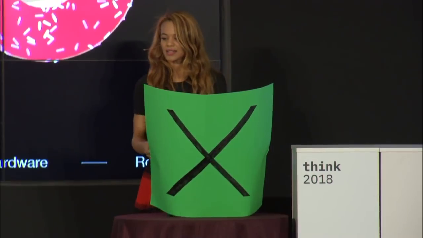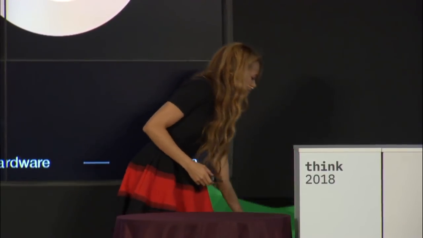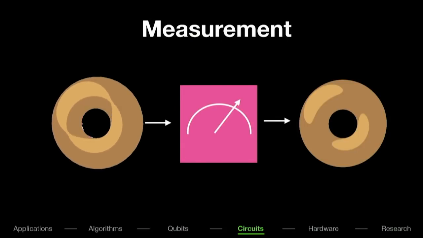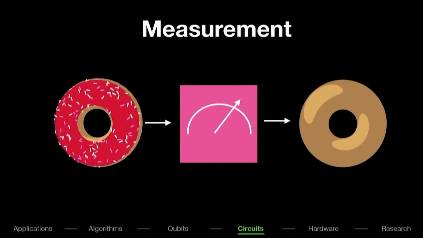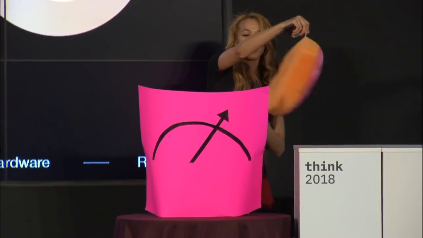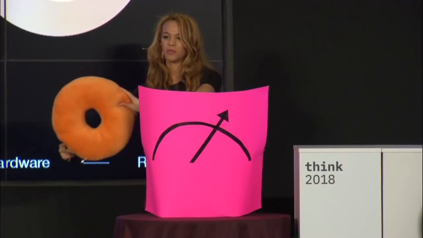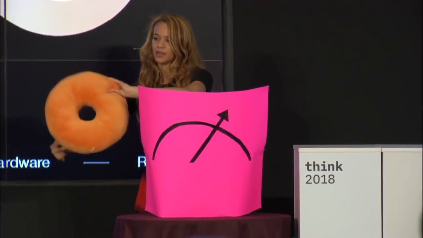And then the last thing we can do is a measurement. This basically says if it's in superposition, so it's spinning, when I put it through the measurement device, it will actually end up stop spinning, and I will either measure frosted or plain.